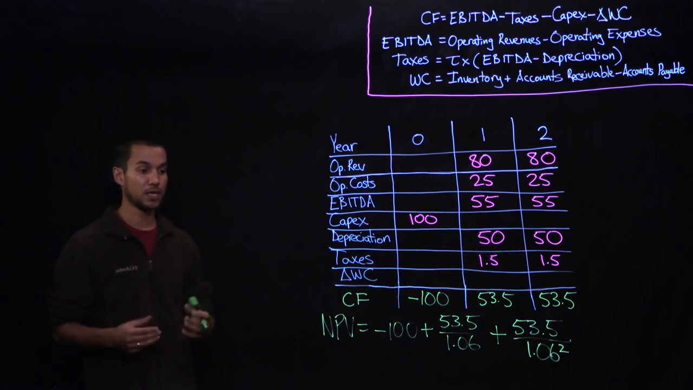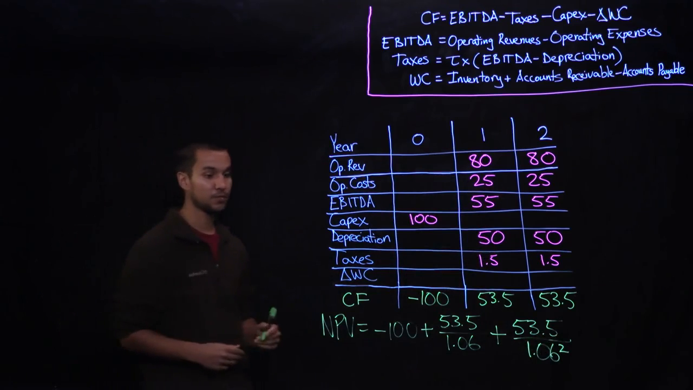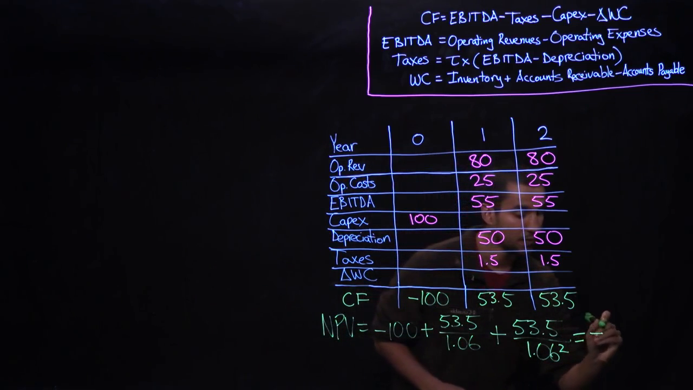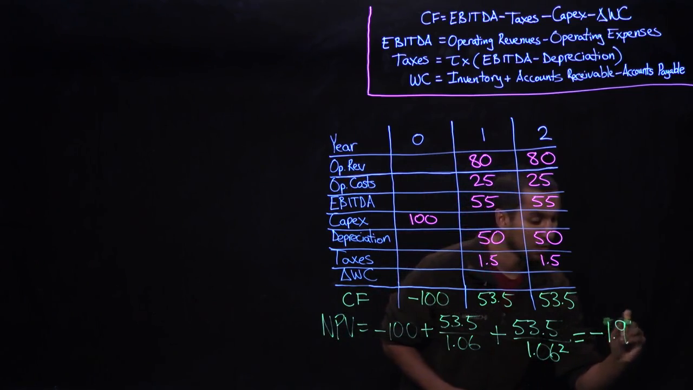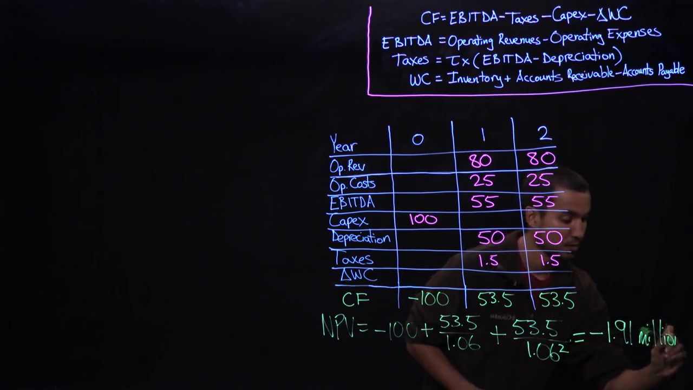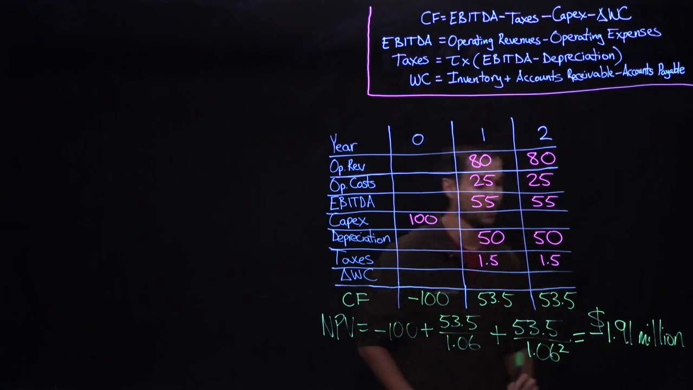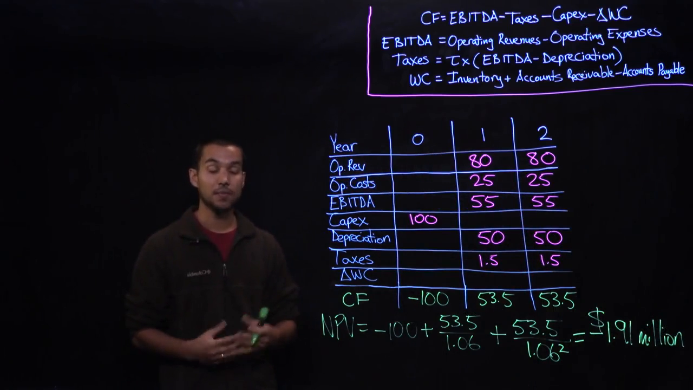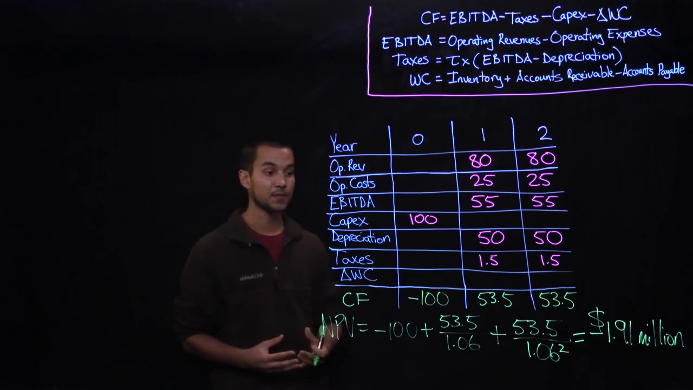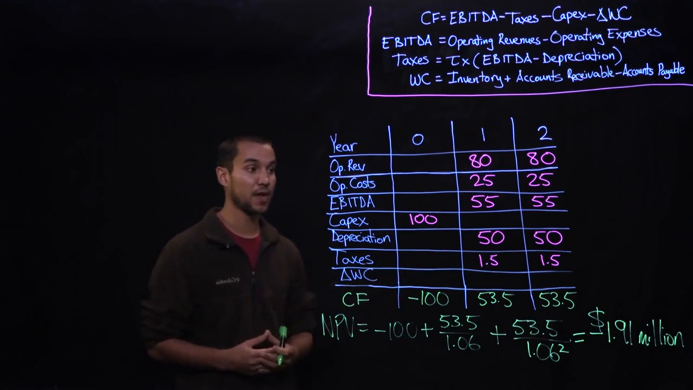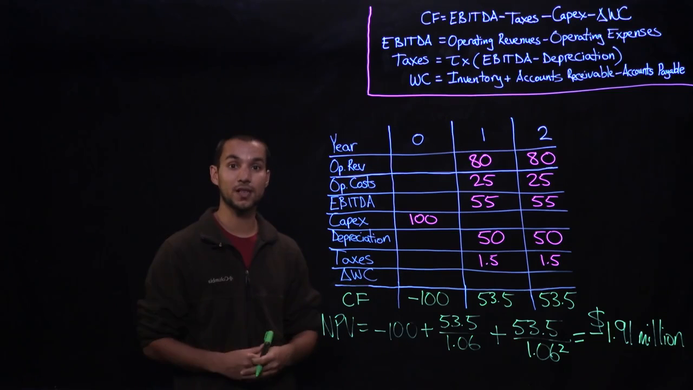And so if we compute this expression, we find the NPV of this project ends up being negative $1.91 million. And so we see in this case, the NPV of this project is negative. And so because the project has negative value, they should choose to decline this project.